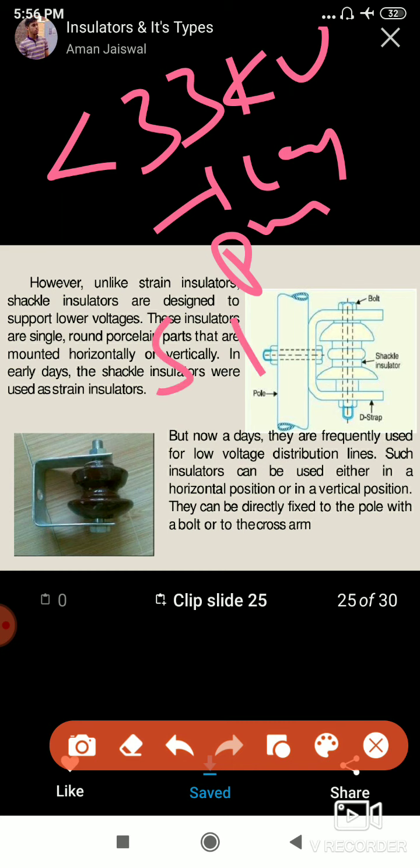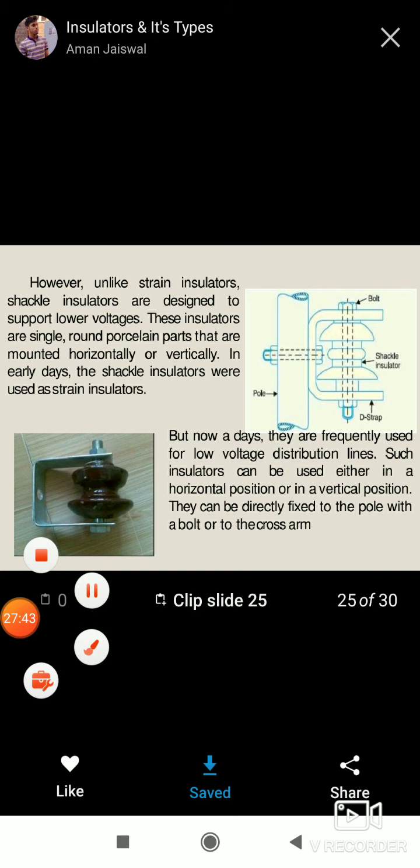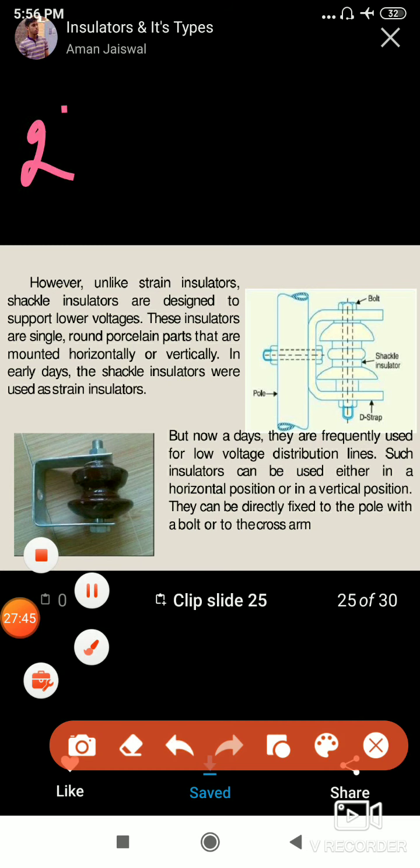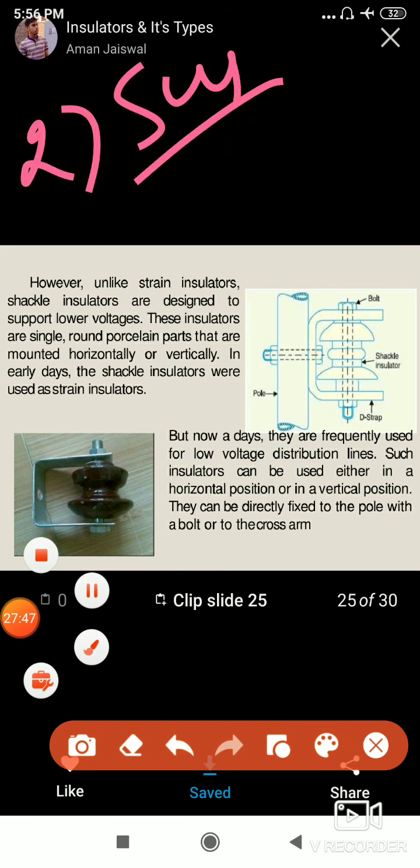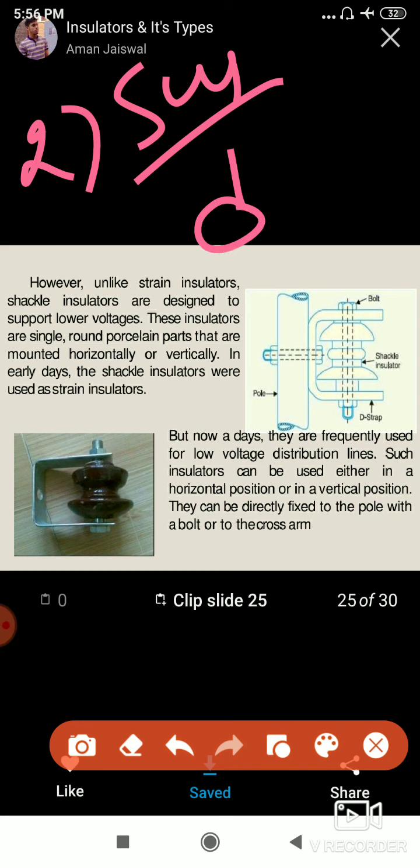And we studied about the safety factor. What is the safety factor of a pin type insulator? We can call it 10. So this is about the pin type insulator. And after that, what is the suspension type insulator? The name itself indicates suspension, meaning hanging. That means it's like horizontally.